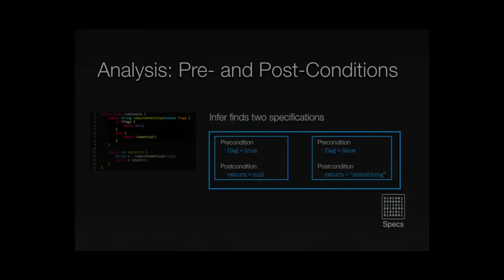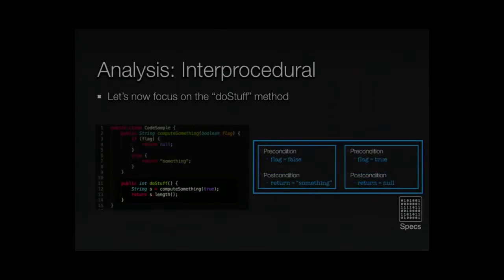And then, if we look at the other method, it calls the first one, stores the result into S, then tries to compute S.length. And Infer is smart enough to see that this function depends on the other one, so if it hasn't already, when analyzing this method, it will realize that it needs to first compute the specs for the other one. So at that point in the method, it will have these two specs for the callee, and we call compute something of true.